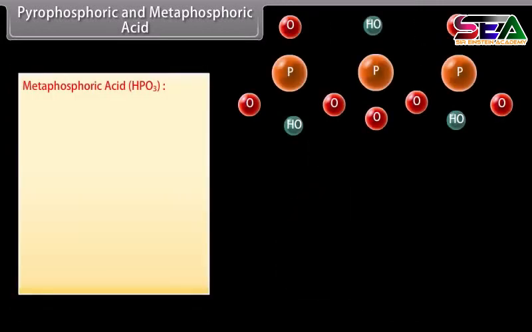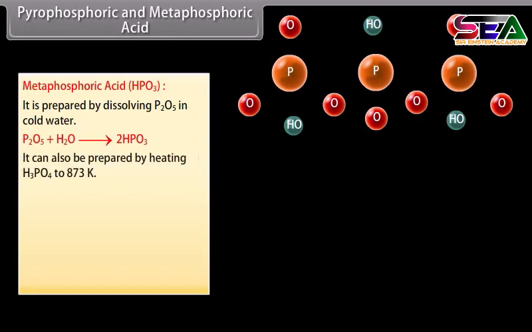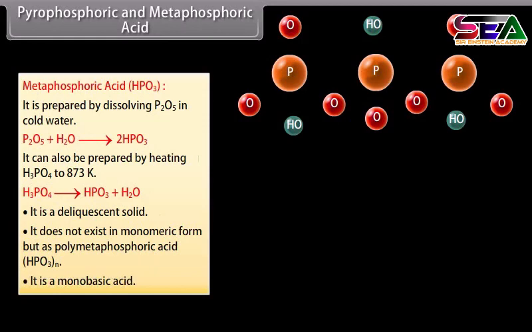Metaphosphoric acid. It is prepared by dissolving P2O5 in cold water. It can also be prepared by heating H3PO4 to 873 Kelvin. It is a deliquescent solid. It does not exist in monomeric form but as polymetaphosphoric acid, (HPO3)n. It is a monobasic acid.